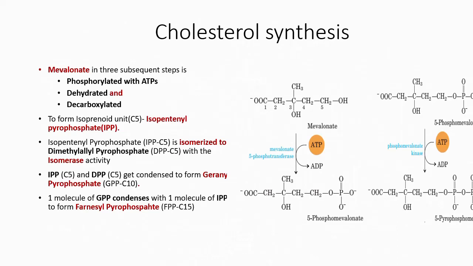Mevalonate will be phosphorylated to form 5-phosphomevalonate, and then another phosphorylation at the same carbon 5 to form 5-pyrophosphomevalonate, and another kinase at position 3 of mevalonate to form 3-phospho-5-pyrophosphomevalonate, and then the next reaction, which involves a decarboxylation reaction to form what we call isopentenyl pyrophosphate.